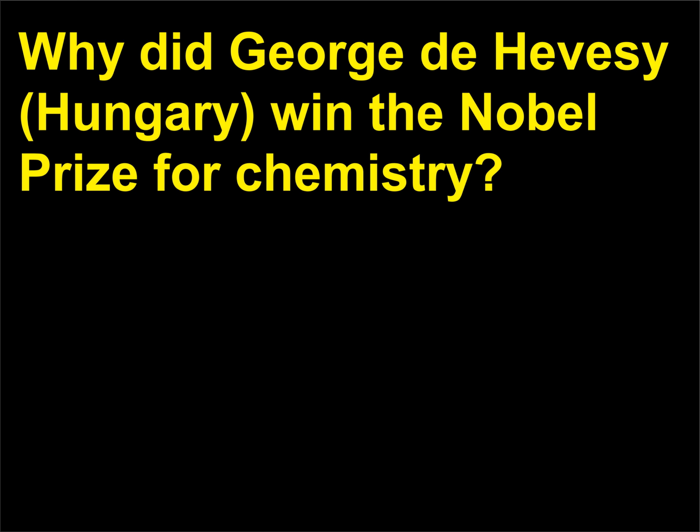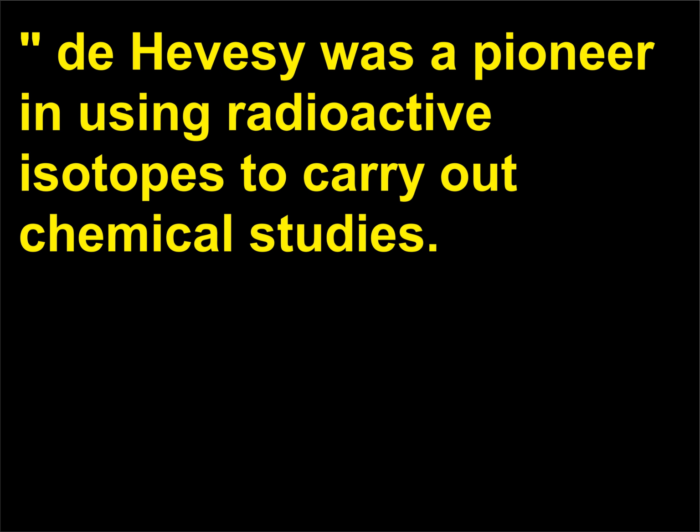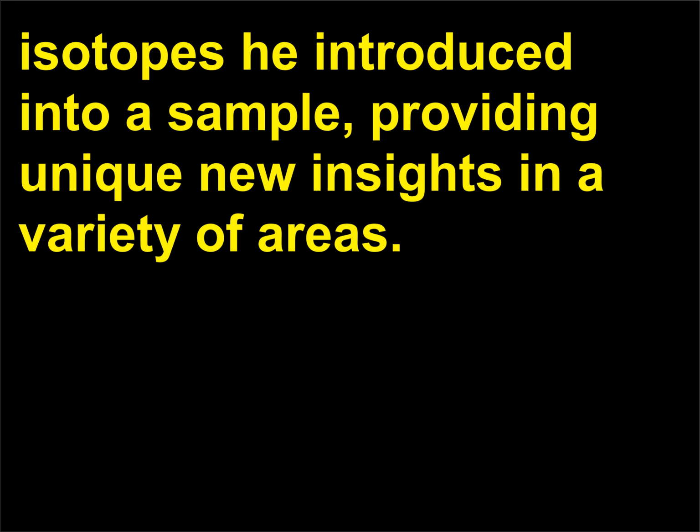Why did George de Hevesy, Hungary, win the Nobel Prize for Chemistry? For his work on the use of isotopes as tracers in the study of chemical processes. De Hevesy was a pioneer in using radioactive isotopes to carry out chemical studies. By using these isotopes as labels, he was able to track what was happening to the isotopes he introduced into a sample, providing unique new insights in a variety of areas.